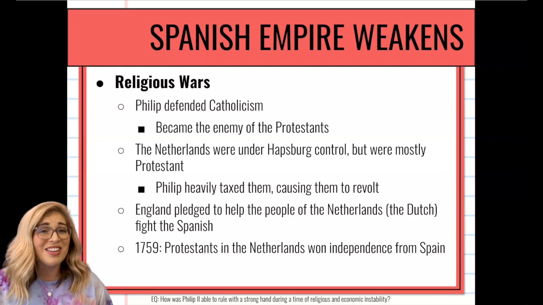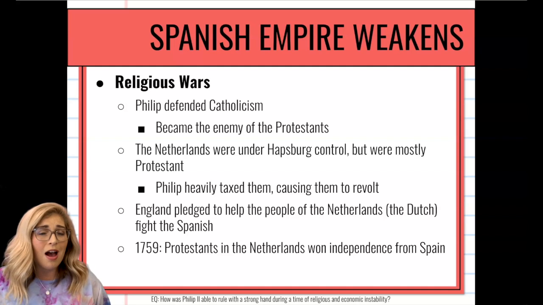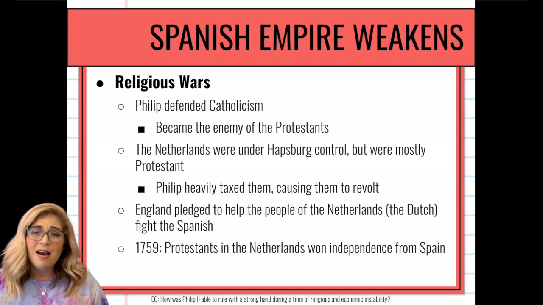Anyway, so that's Philip II's rule. By the end of his reign, the economy isn't doing so hot in Spain. He's losing possessions. Again, he's lost the Netherlands. So he wasn't a very effective ruler at the time. But again, he was an absolute ruler while he was in place.